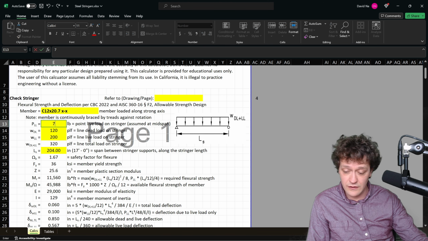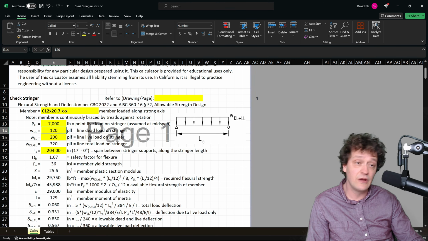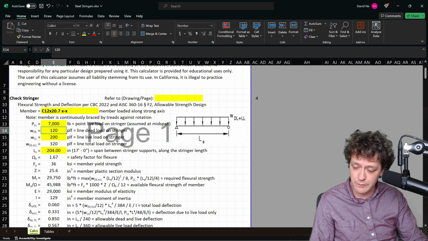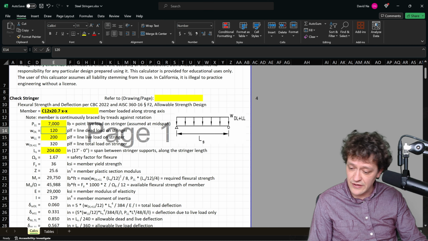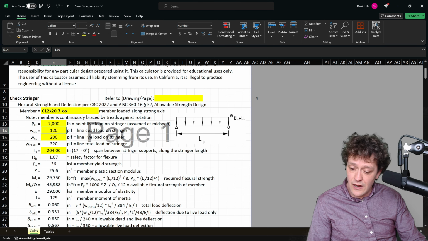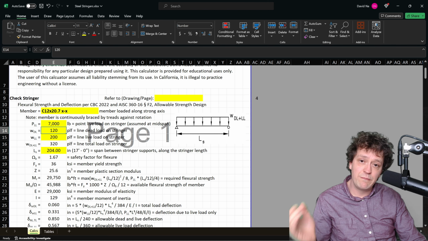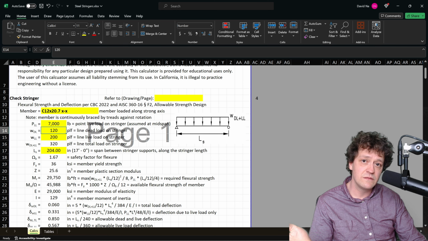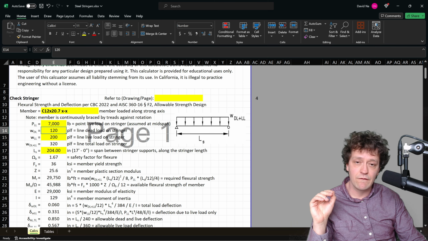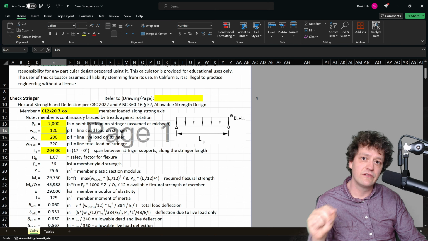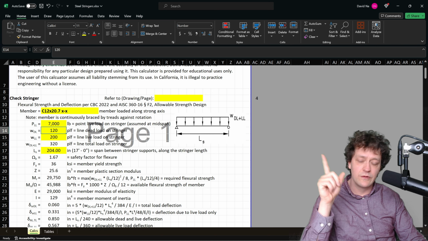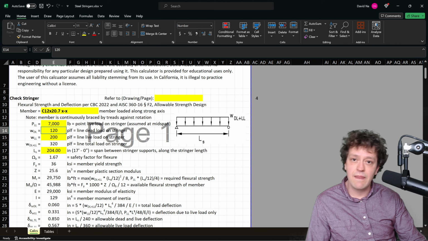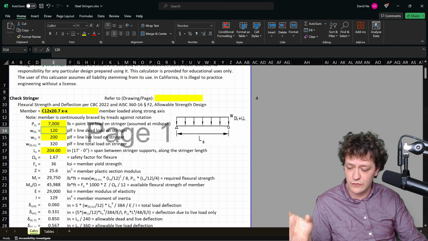So we are going to up this from a 300 pound code point load for us peasly humans up to a 7,000 pound point load. Now, at this point, our 120 pound per linear foot (PLF) of dead load along the stringer seems a little bit inconsequential. But if you want to go into the nitty-gritty details of how to calculate that, look for the link somewhere above me, and that's going to show you how to calculate that dead load.